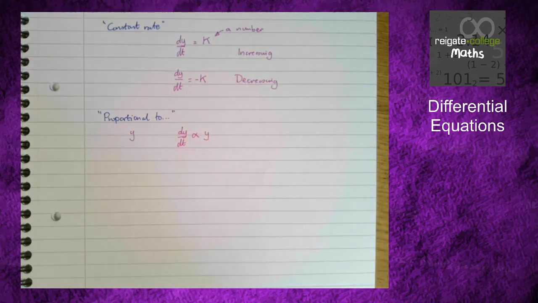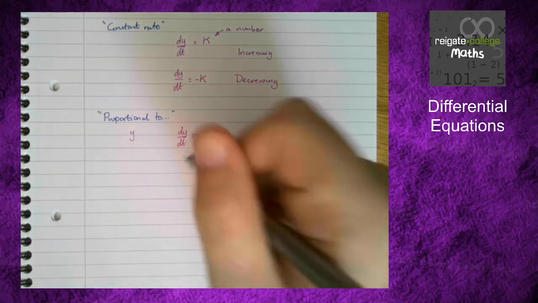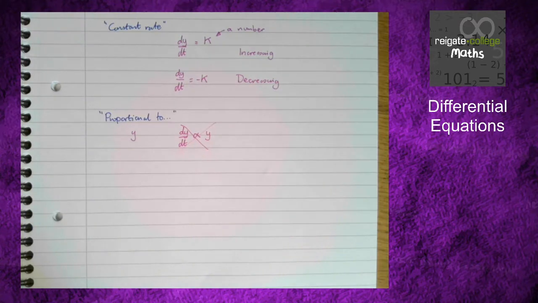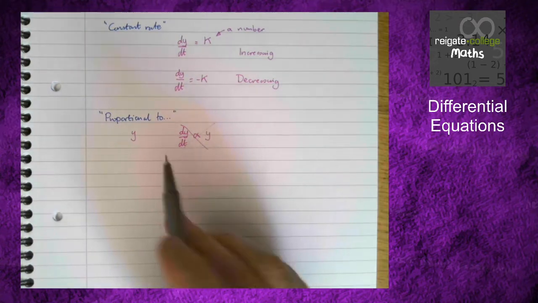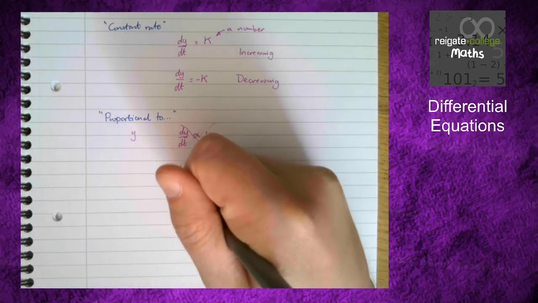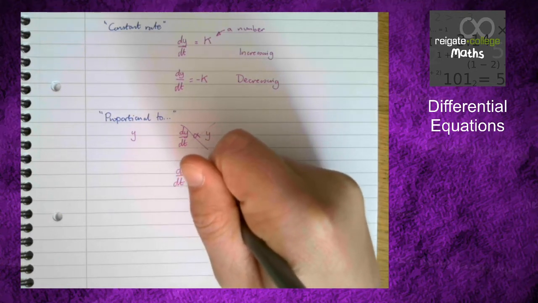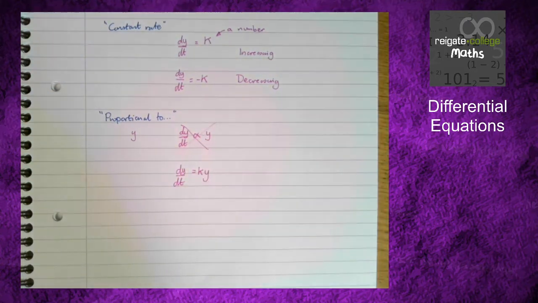This is not an equation. So although it's useful to think about, this is not something you should be writing in the exam. We need to change this into an equation. And we do that by changing the proportionality symbol into equals ky. So this may well be: y is increasing at a rate proportional to y. This would be the differential equation.